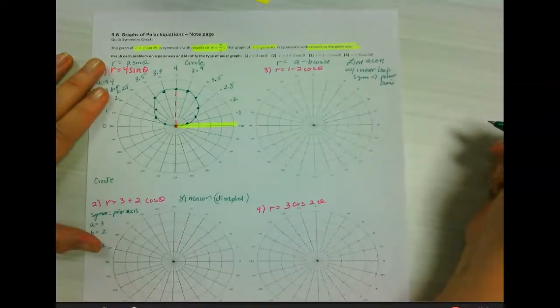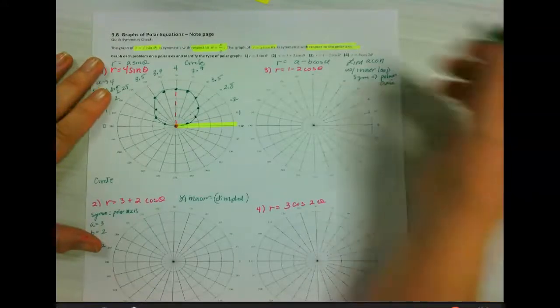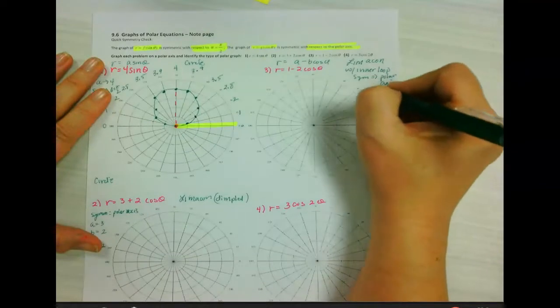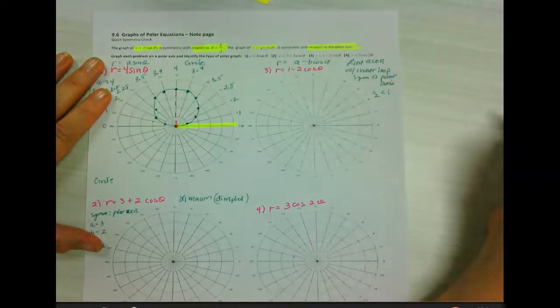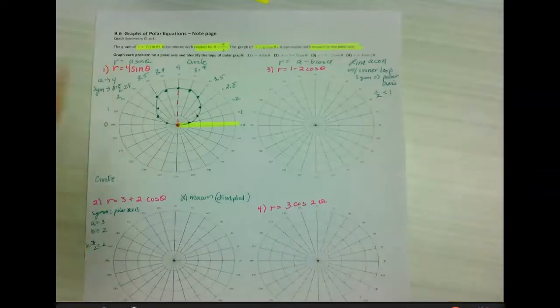Okay, so we know its symmetry. We did check A is 1, B is 2, so we know that's less than 1. So I think we're in a pretty good place to graph it. So pause your video and graph number 3.